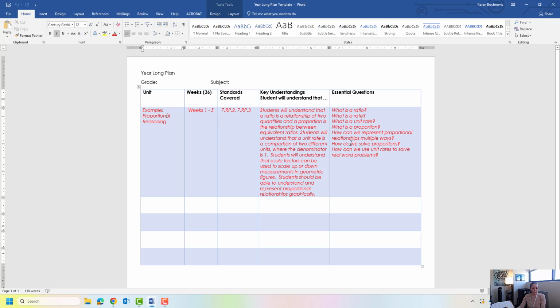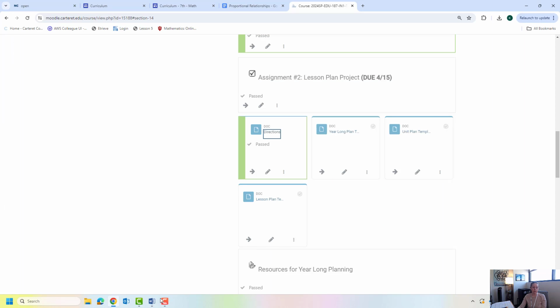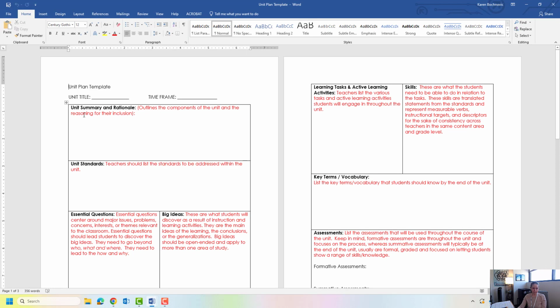Now, after you finish your year-long plan, you're going to choose one of your units. You don't have to do every single unit. You're just going to choose one unit, and you're going to develop a unit plan. So I'll show you what that looks like here.